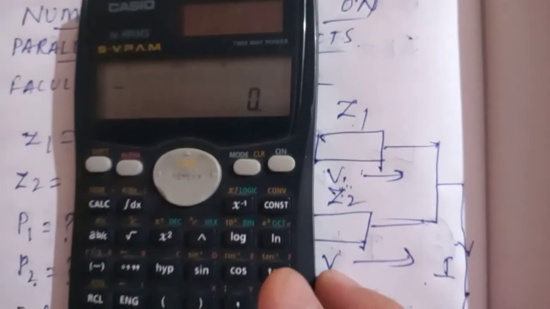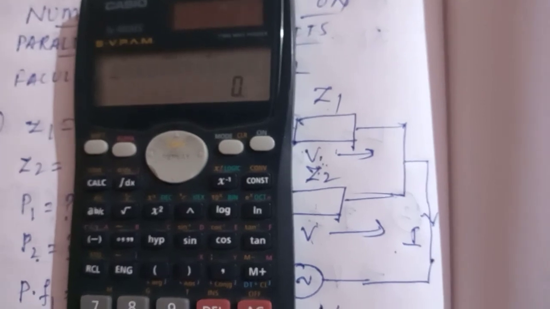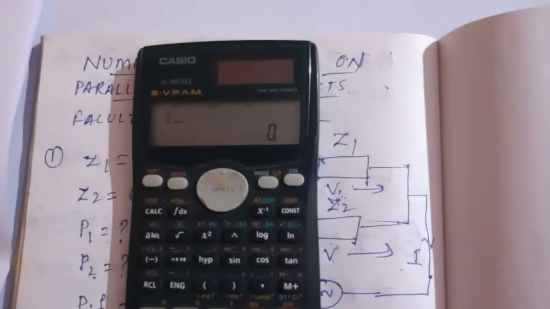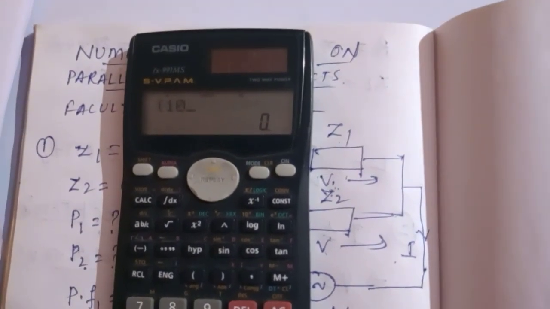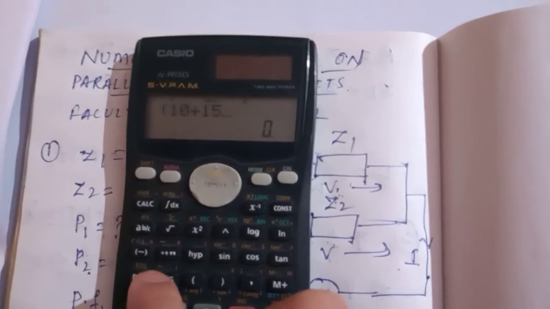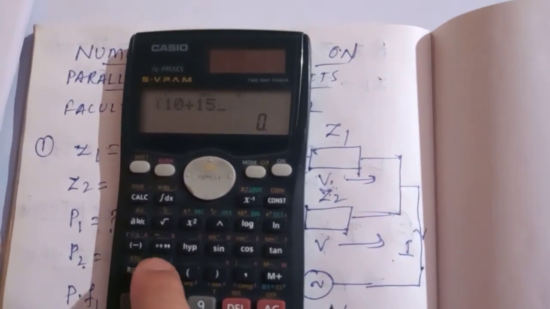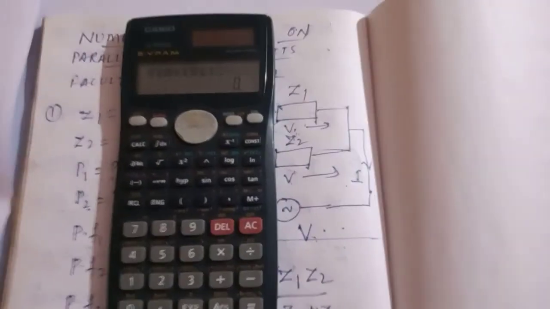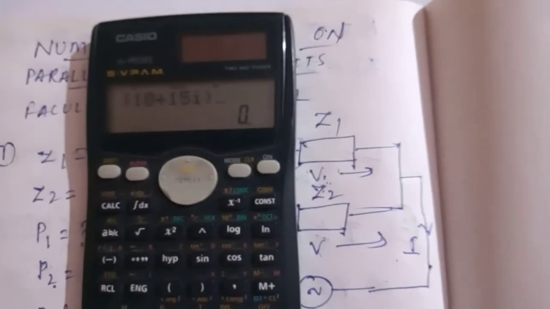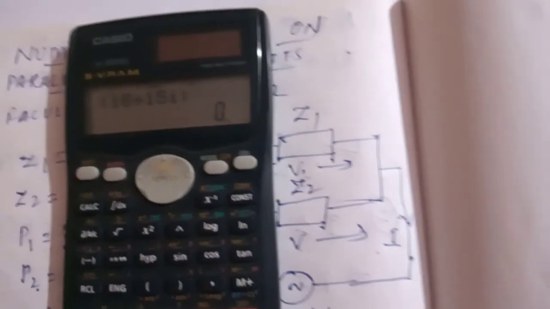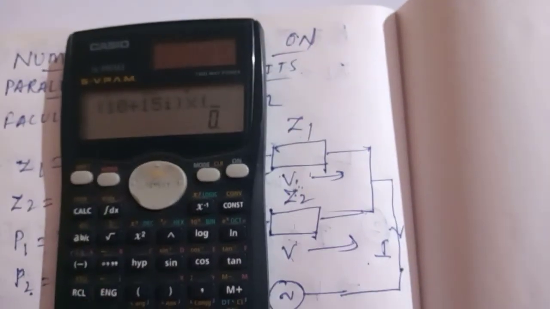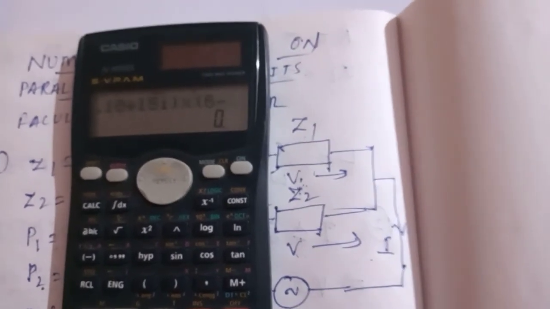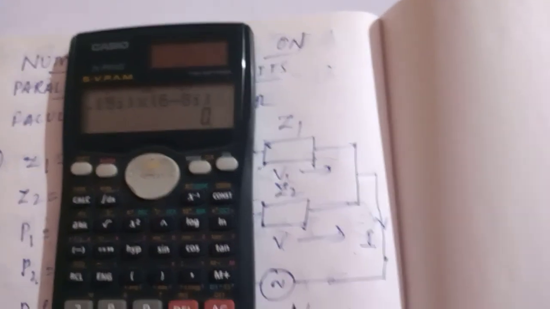After going for number 2, next you enter the numerator. What is the numerator? 10 plus 15i. The i is here above ENG. Close the bracket. Don't write i15, it will show a syntax error. For the calculator you have to write it like this: a plus bi, that is the protocol. Into open bracket 6 minus 8i.